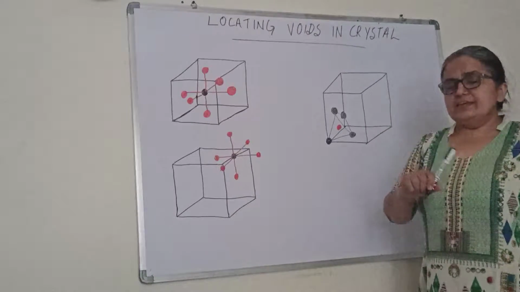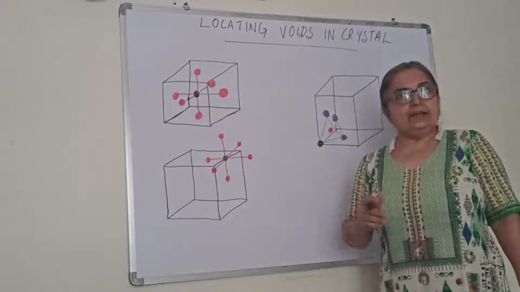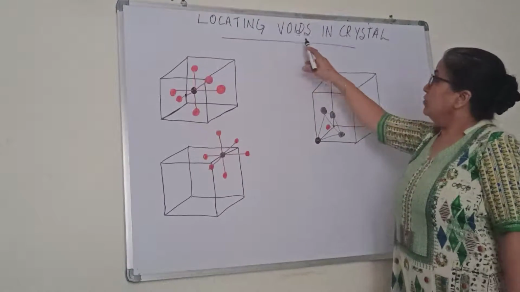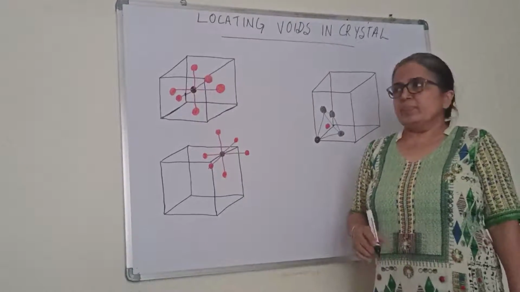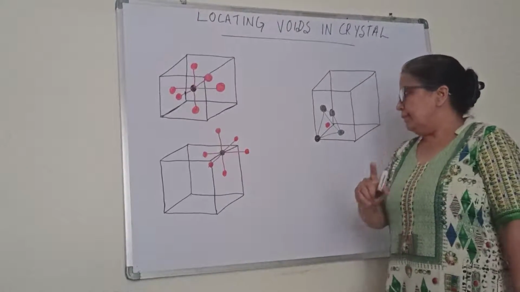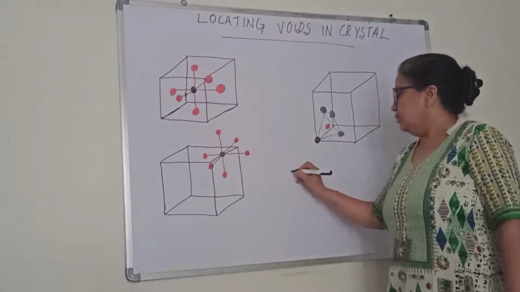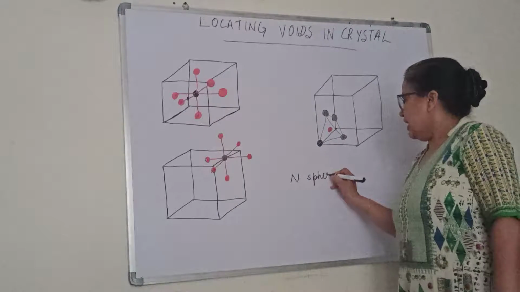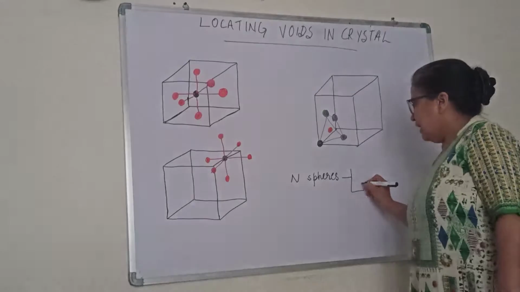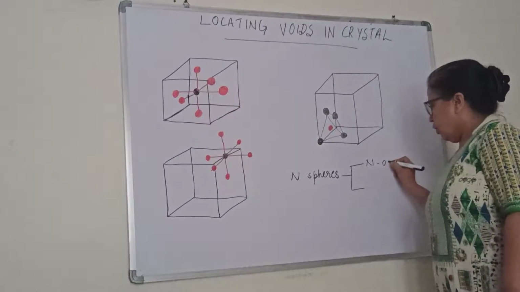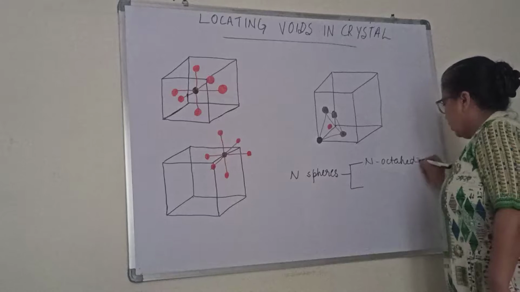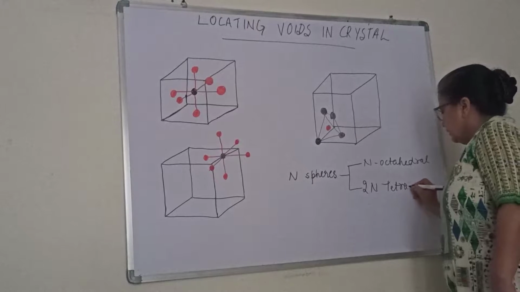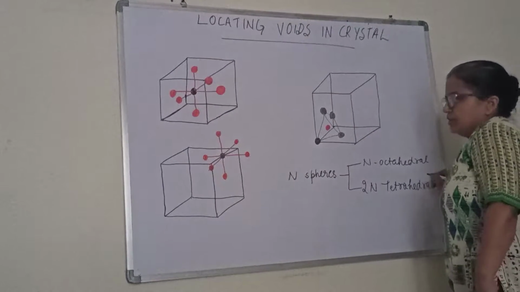Students, yesterday we discussed tetrahedral and octahedral voids. In today's session we will see how we locate the voids in the crystal. And one more important point, children, which I told in the previous video: if there are n spheres, meaning n constituent particles, then there are n octahedral voids and 2n tetrahedral voids. This you have to keep in mind.